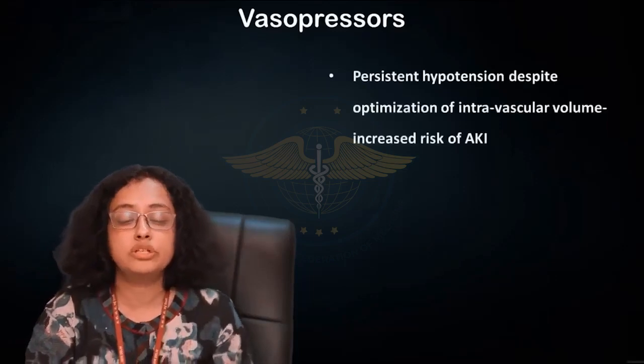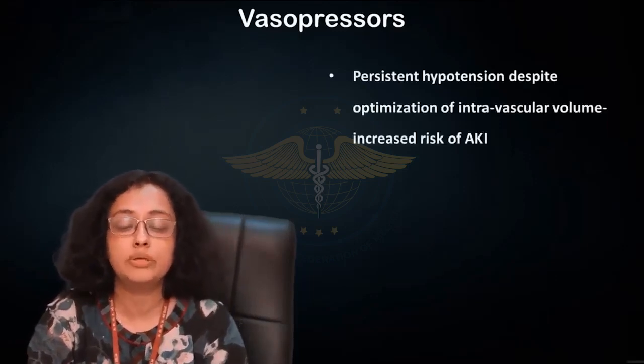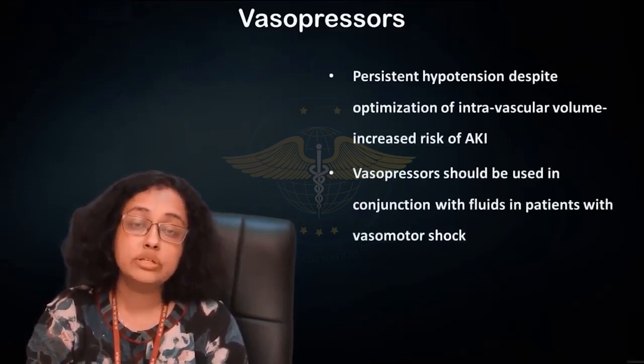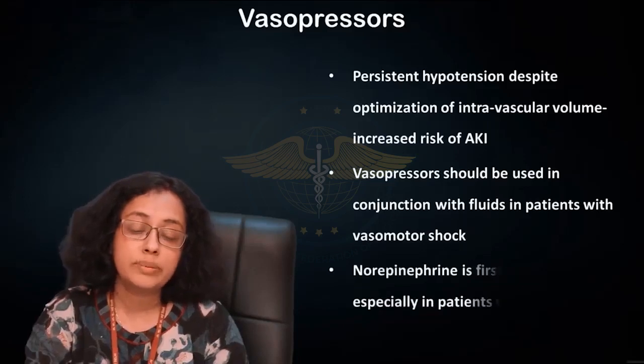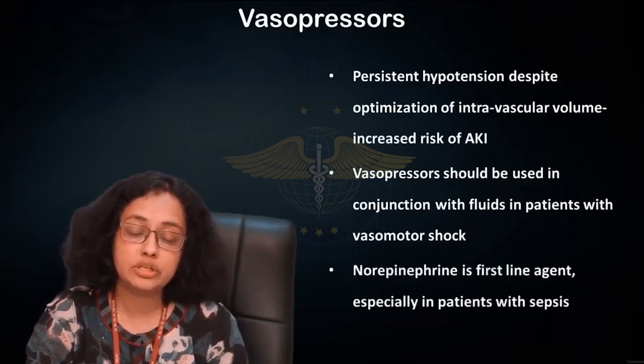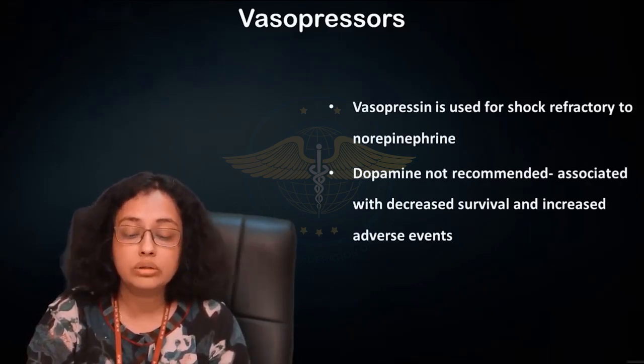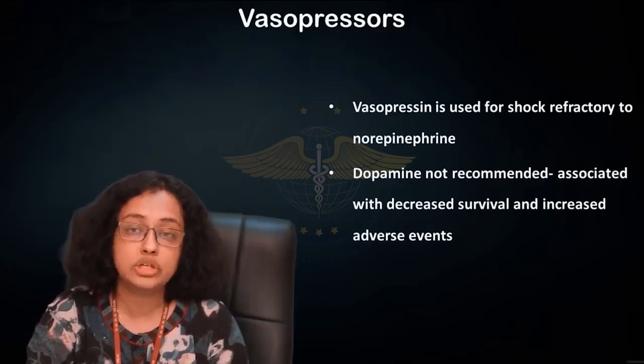Vasopressors are important in patients who have persistent hypotension despite optimization of intravascular volume. They should be used in conjunction with fluids in patients with vasomotor shock. Norepinephrine is the first-line agent, especially in patients with sepsis. Vasopressin should be used in patients who are refractory to norepinephrine. Dopamine is no longer routinely recommended because it has been associated with decreased survival and increased adverse events.